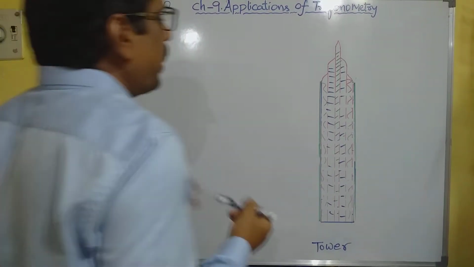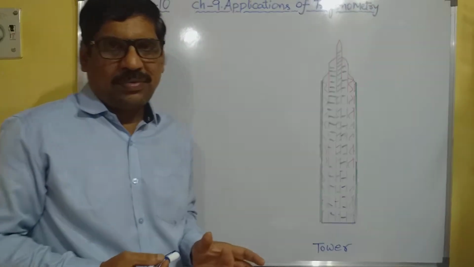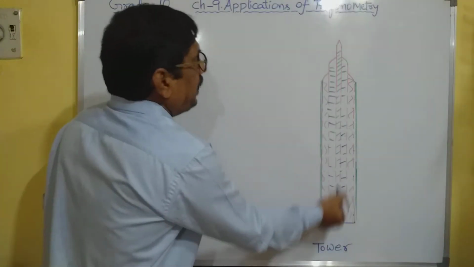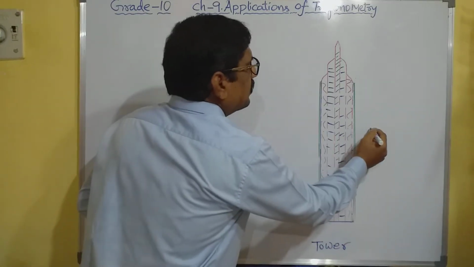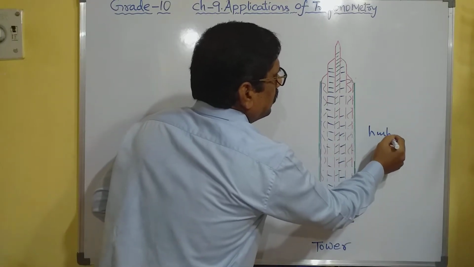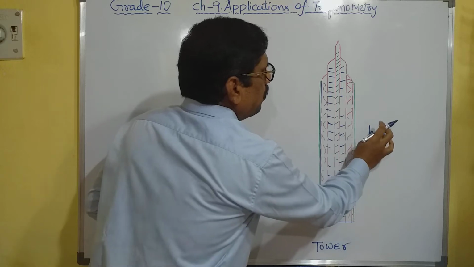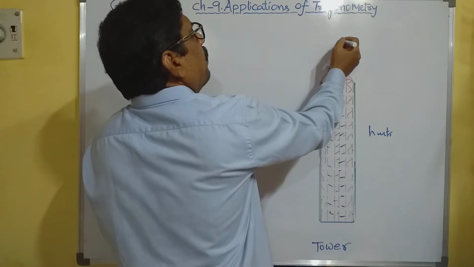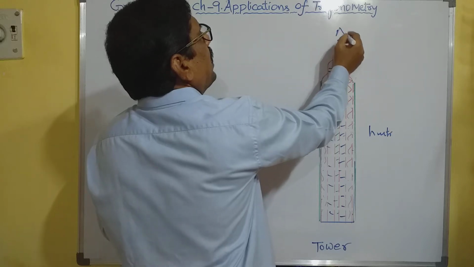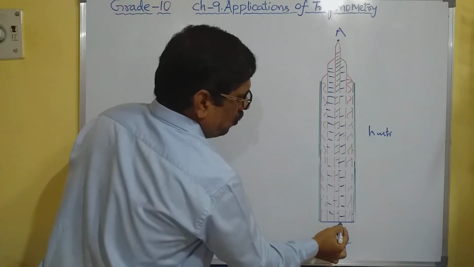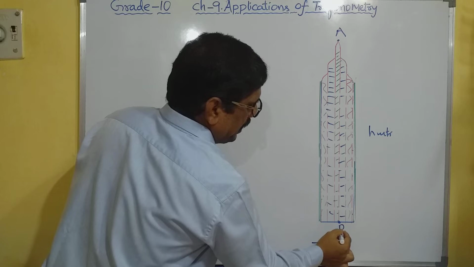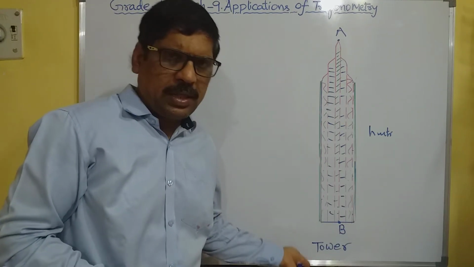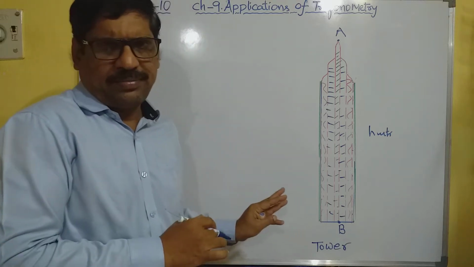Now we are going to find the height of a building. Let us take the height of this building as h meters. We don't know this value, we need to find it. The point at the top of the building we have taken as A and the bottom as B. It is a building, otherwise it could be a tower or something.